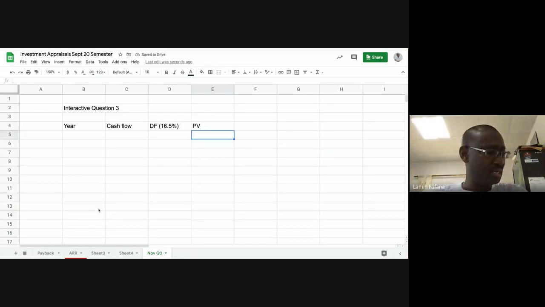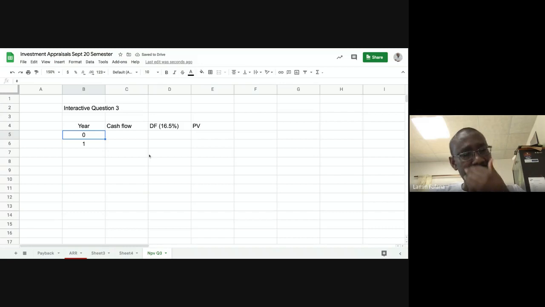Okay. So here is going to be 0 and 1. So what are we going to do to make sure this is replicated to year 4? I'm going to align this to the center. What are we going to do? Can someone tell me?